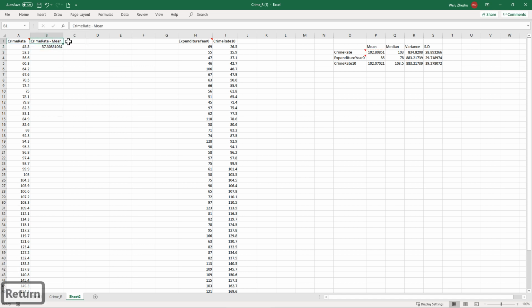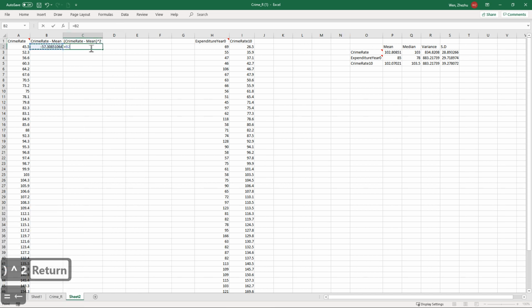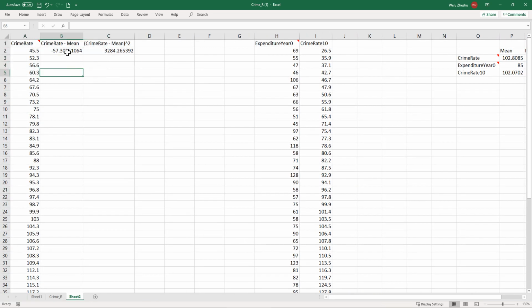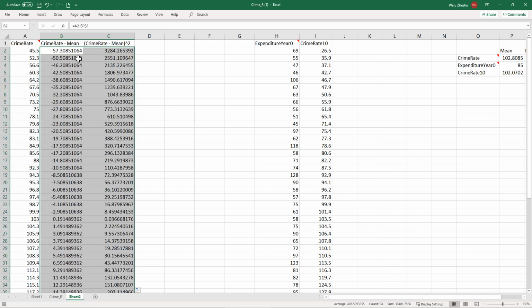Okay, and then what we need is the squared value of the difference. So square it, right? So with these two ready, you can just highlight these two, and then double click this green dot at the end. Oops, let me do it again. Okay, so this is all the difference, right? This is all the squared difference.